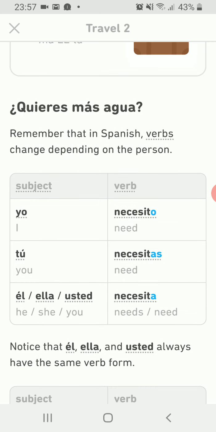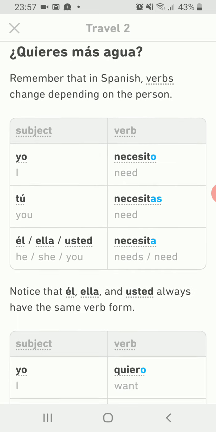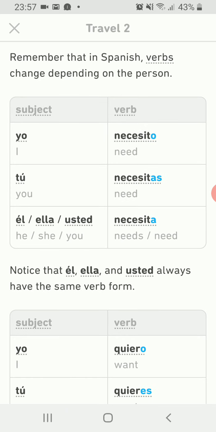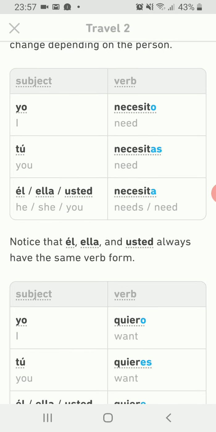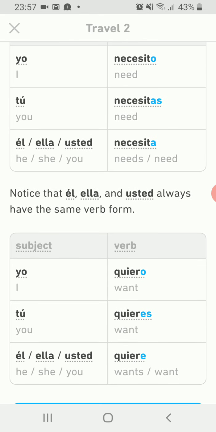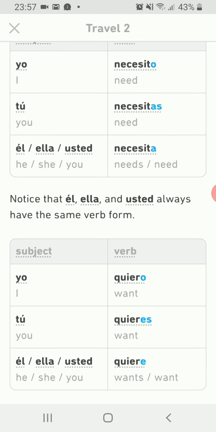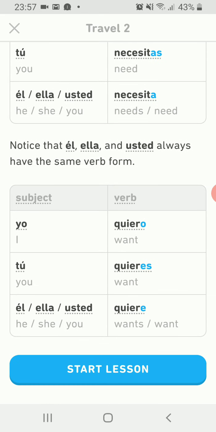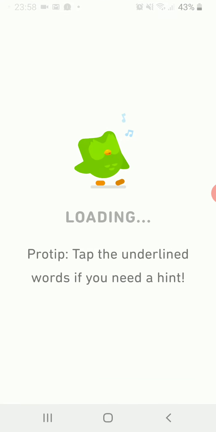Remember that in Spanish verbs change depending on the person. Yo necesito, tú necesitas, él necesita, ella necesita, usted necesita. Notice that él, ella, usted always have the same verb form. That's something we know. And yo quiero, I want, tú quieres, él, ella, usted quiere. That was the verb to want.